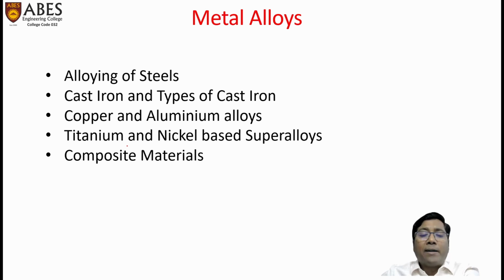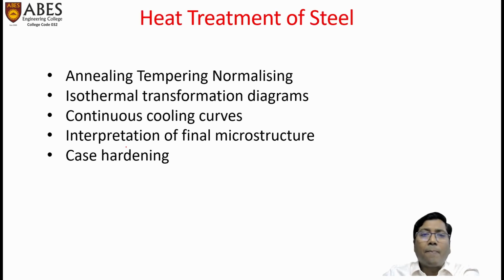Unit 3 has metal alloys. Here we get to know the alloying of steels and cast iron and types of cast irons, the copper and aluminium alloys, the titanium and nickel-based superalloys, and also the composite materials. This unit, with the entire alloys and materials, so composites and titanium and nickel metallic alloys, will be discussed by my colleague Dr. Kaushalendra Pandey in his subsequent videos.